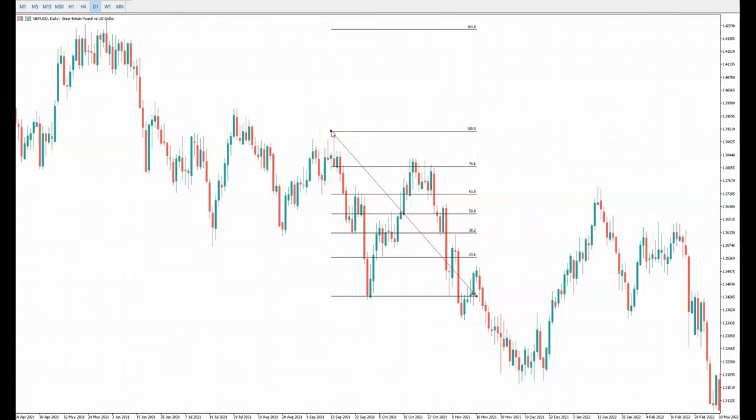Like I said, the common questions I get on a day-to-day basis are how to draw support and resistance, how to draw a fib level, or whatever else. Okay, and let's just start with how to place my Fibonacci retracement.